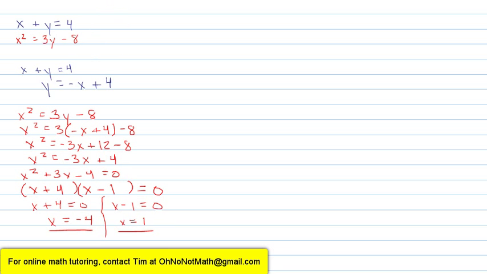So my next step is to determine the y values that go with those x values. So I'm going to use y equals negative x plus 4 and substitute the values that I have for x into that equation to get my y values. So let me write y equals negative x plus 4 right here. And I'm going to substitute x equals negative 4 in for this x. And I'm also going to do the same thing, y equals negative x plus 4, with x equal to 1.